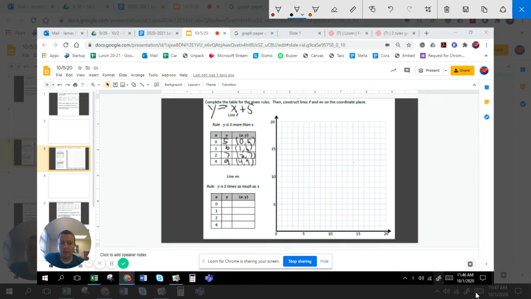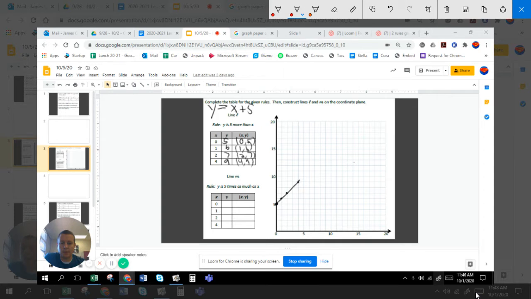Now I could go through and graph my first one. So 0 over and 5 up, 1 over and 6 up, 2 over and 7 up, and 4 over and 9 up. Then I connect them together, and there's my first line right there. All right, now for my next line, I'm just going to switch colors to make it a little easier for you to see.